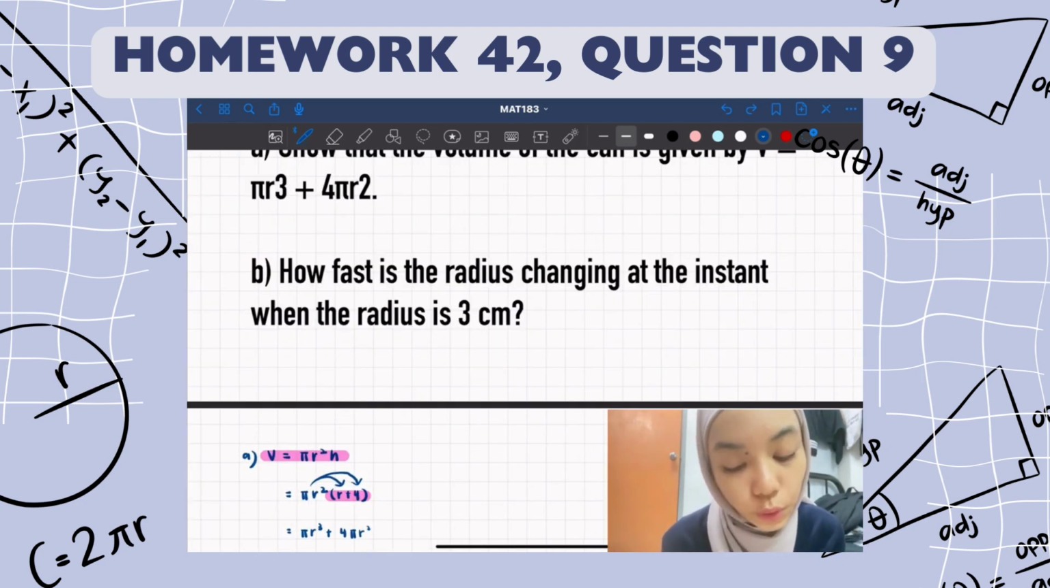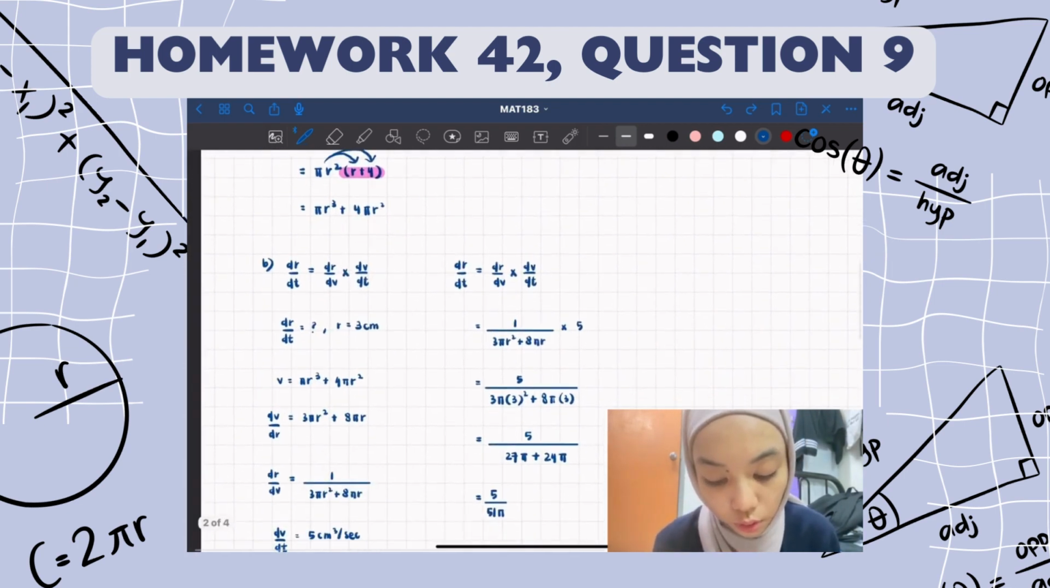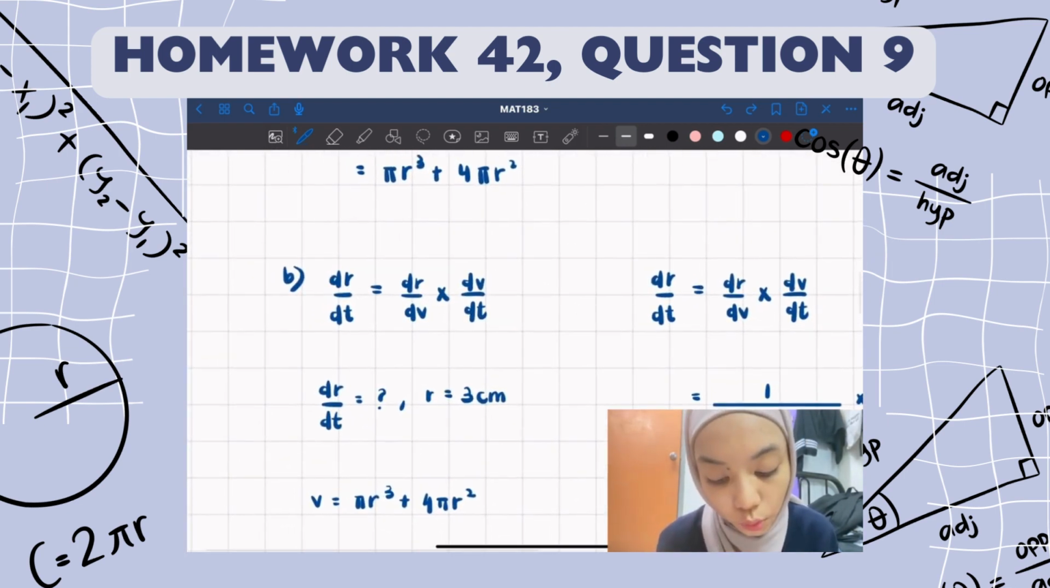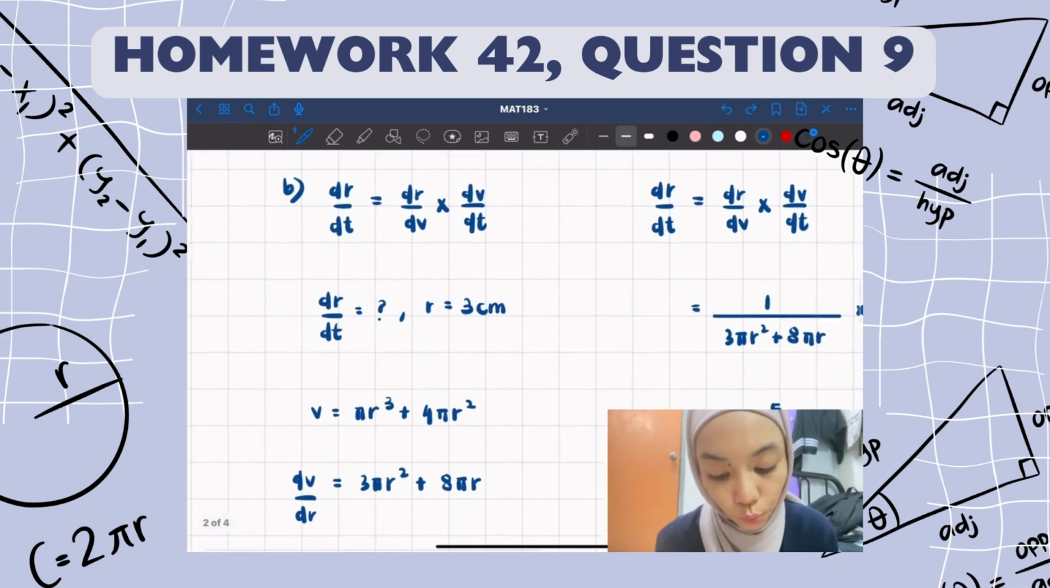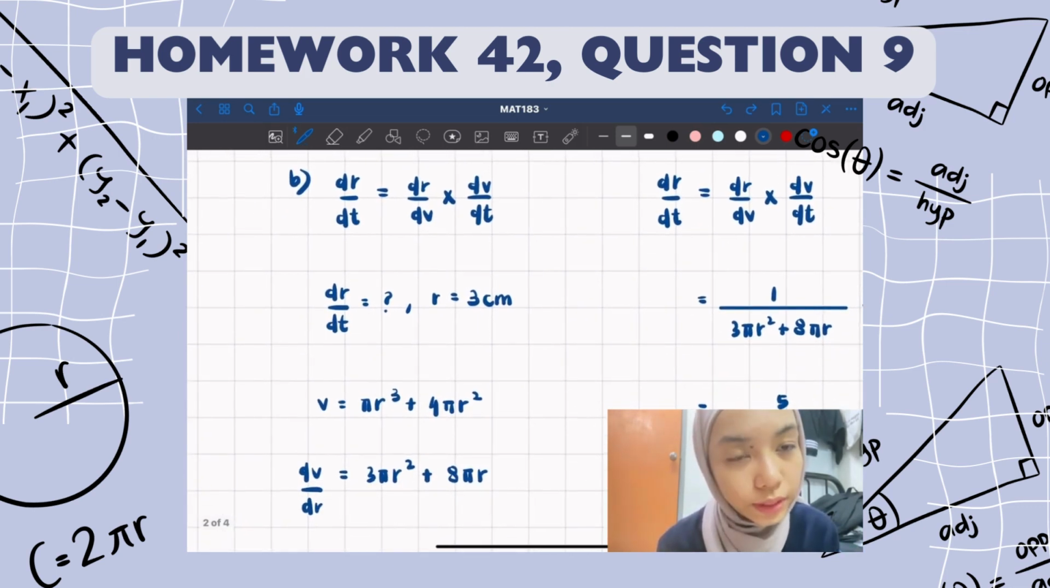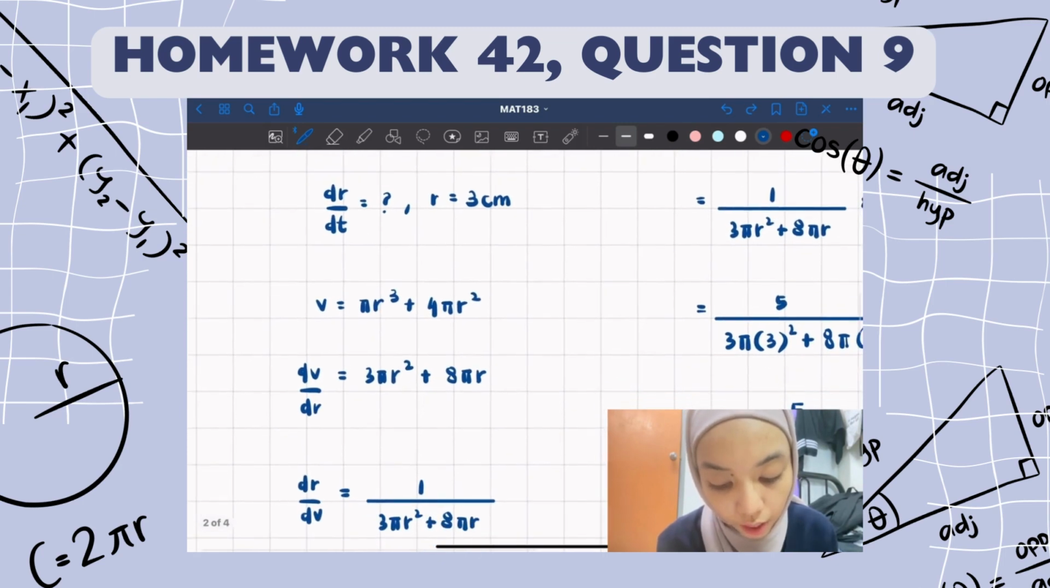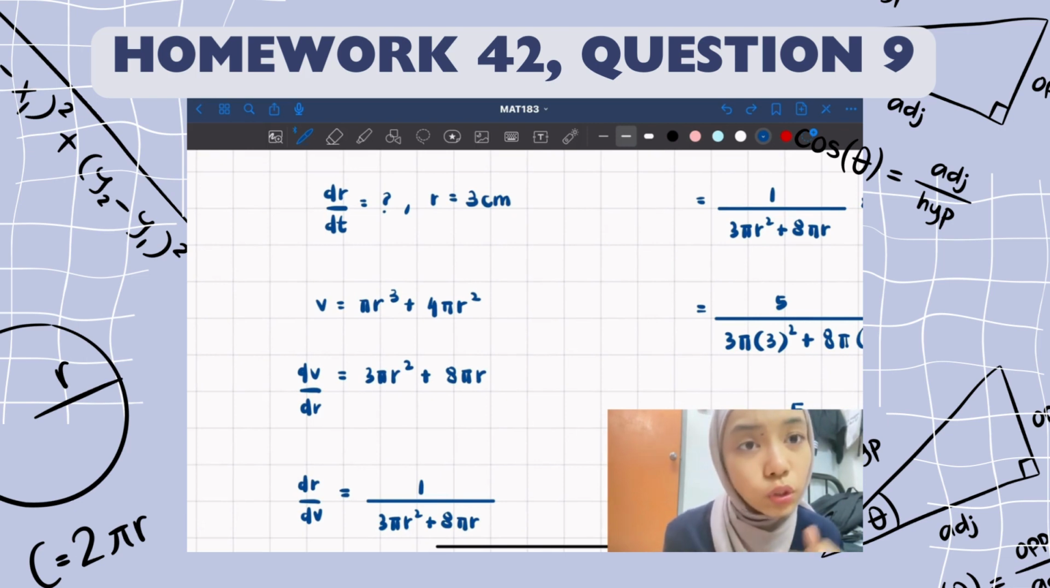For the next question, we need to find how fast the radius is changing at the instant when the radius is 3 cm. First and foremost, we need to write dr per dt, and then we split it into dr per dV multiplied by dV per dt. So we have dV per dt, which is 5 cm cubed per second, and we just need to find dr per dV. So V we have, and then we're going to differentiate it.